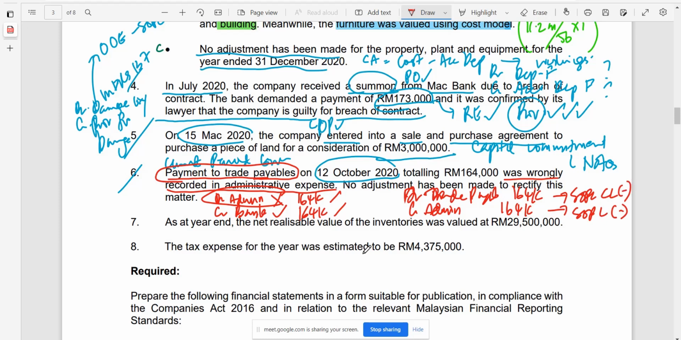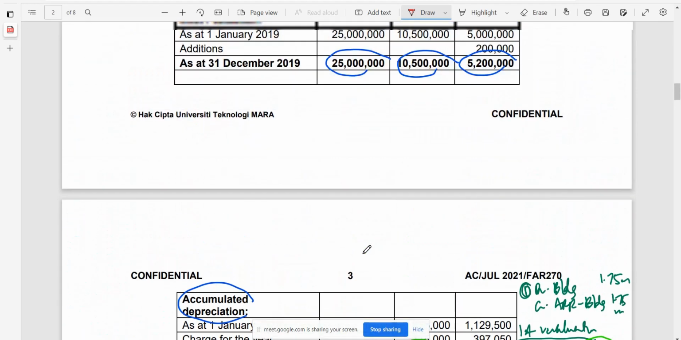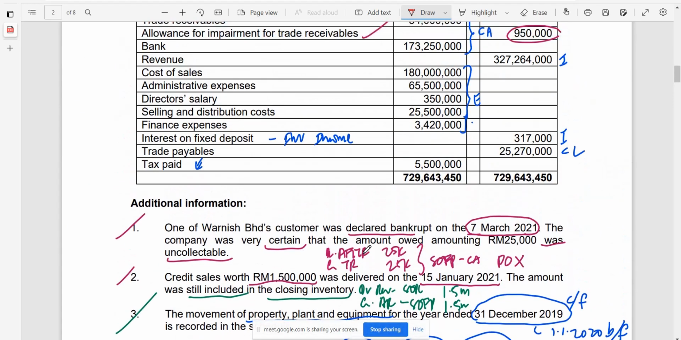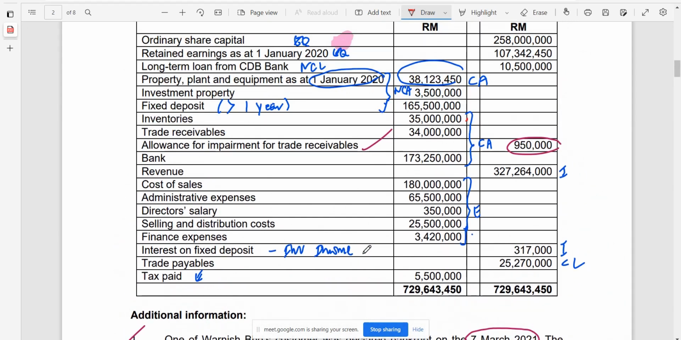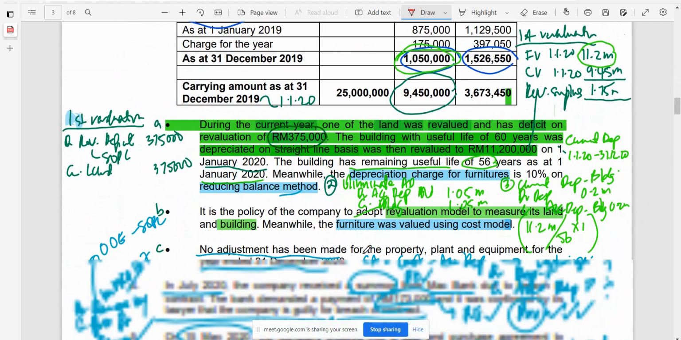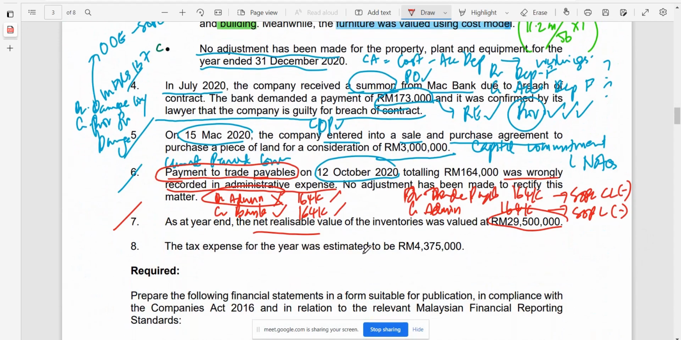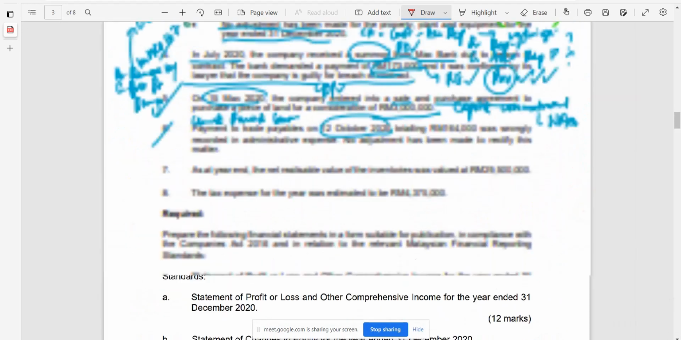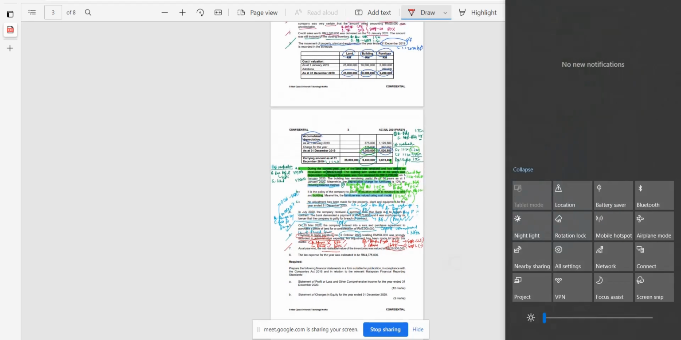Last one, second last, sorry, is the NRV. So NRV was 29.5, the NRV of the inventories. You have to compare that with the inventories that were given here. So this is the inventories at cost. If you compare 35 million, take your calculator and calculate that for me. 35 million minus 29.5.